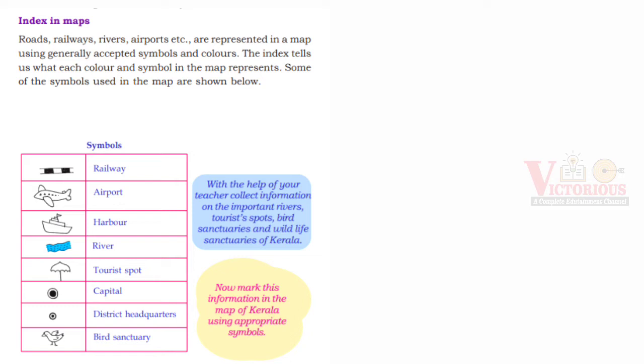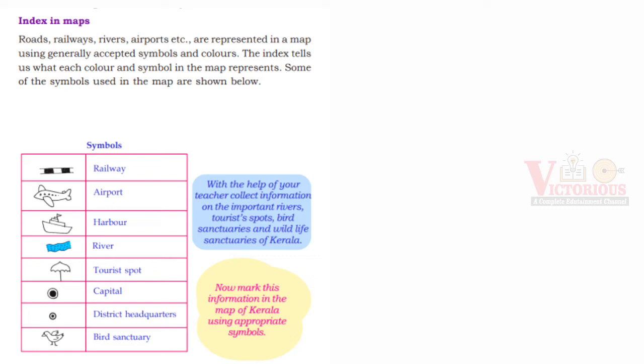Look at the blue box. With the help of your teacher, collect information on the important rivers, tourist spots, bird sanctuaries and wildlife sanctuaries of Kerala. Now mark this information in the map of Kerala using appropriate symbols. So that is a very big task. So let us just go through the first task.